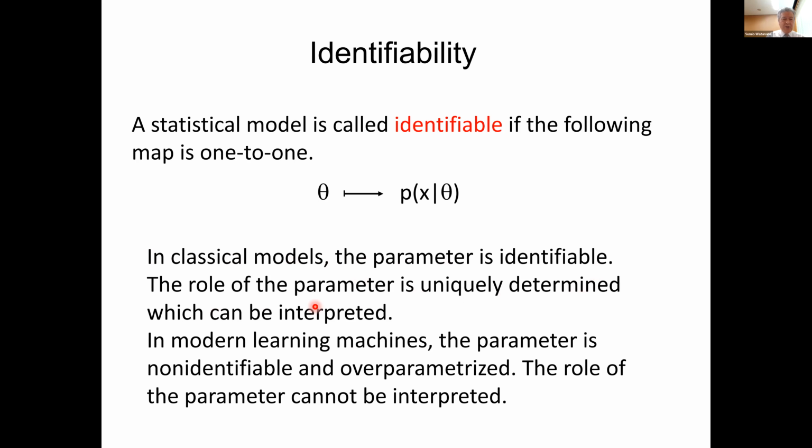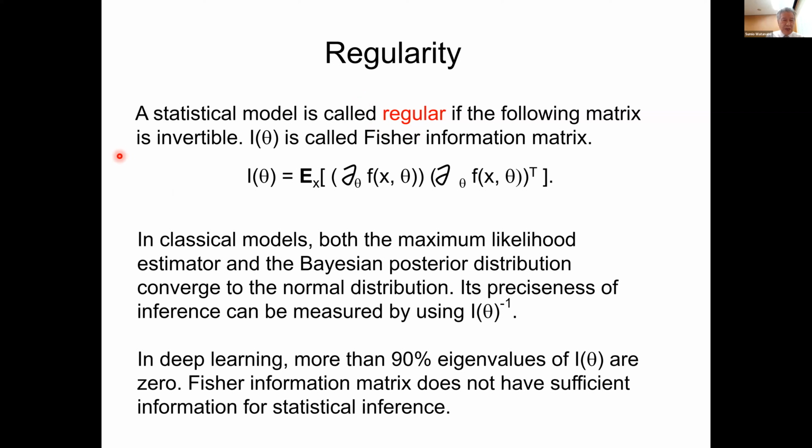So this slide explains the regularity condition. A statistical model is called regular if the following matrix I(θ) is invertible. This I(θ) is called the Fisher information matrix in statistics. Here I(θ) is the expectation over input x of the differentiation of f(x, θ) with respect to θ, times the differentiation of f(x, θ), and here T shows the transpose.